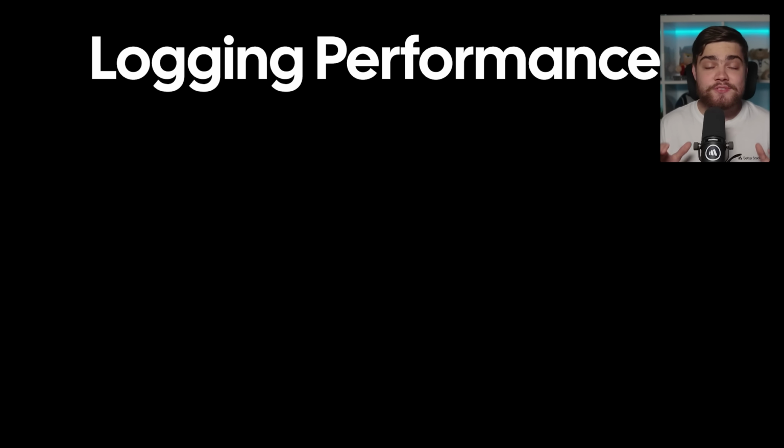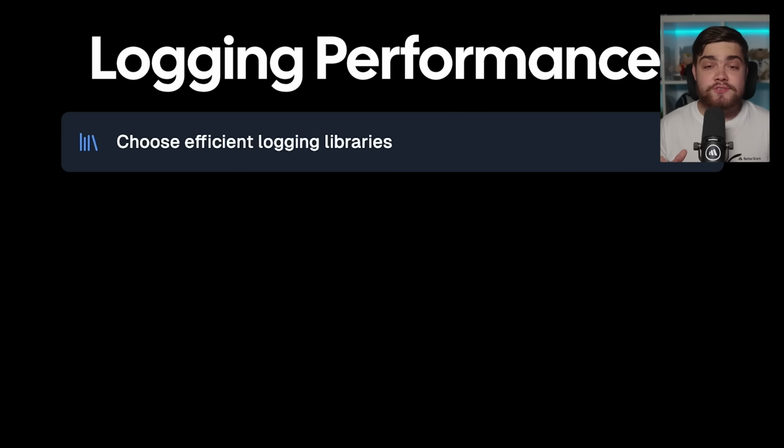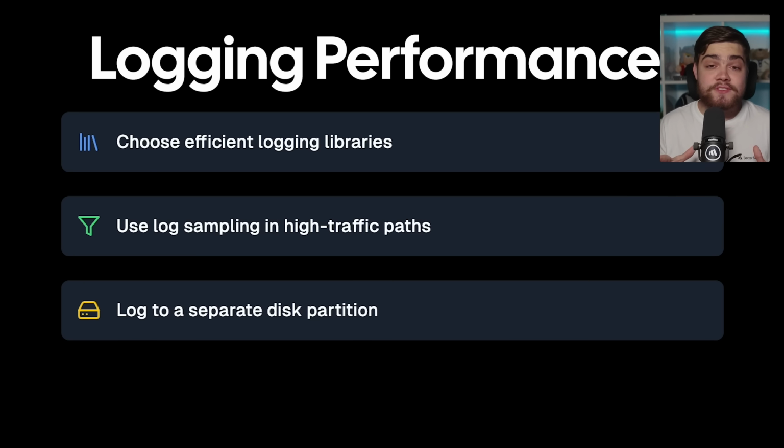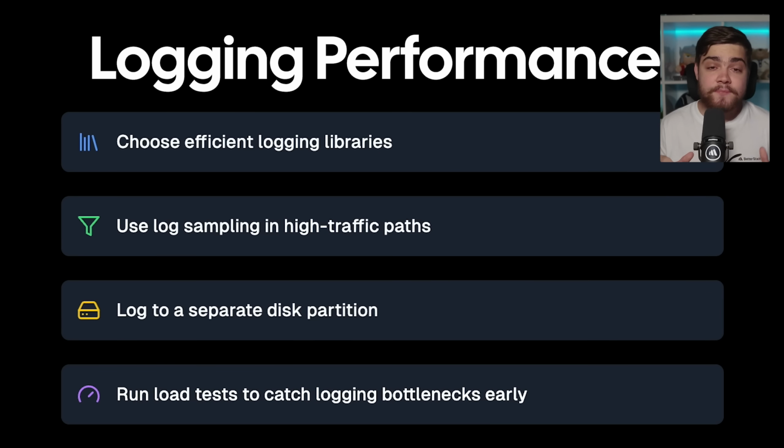So how do we keep our logs without destroying performance? Well, the first is choose an efficient logging library. Like we just saw, using slog is way better. The second is use log sampling in high traffic paths. Third, log to a separate disk partition, not the main one your application is running on. And then the fourth is make sure to run load tests to catch your logging bottlenecks early.